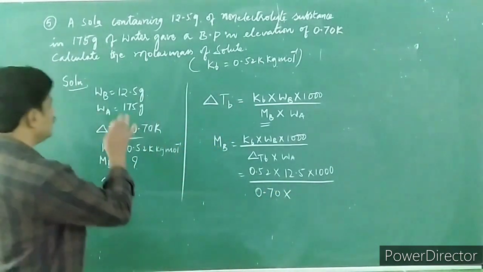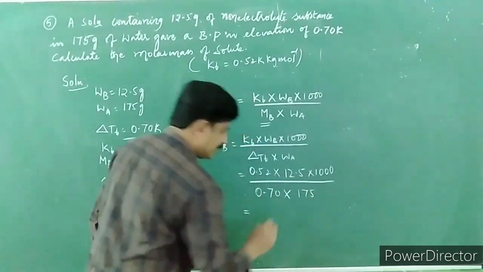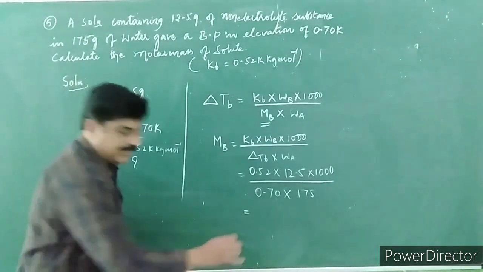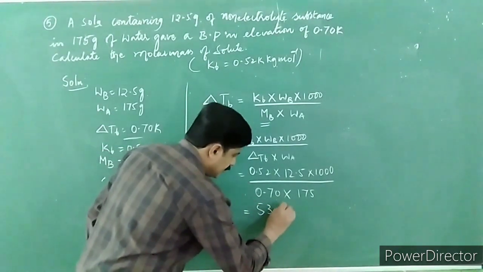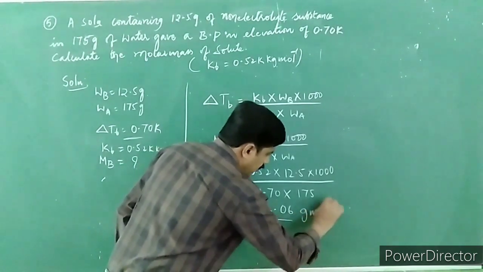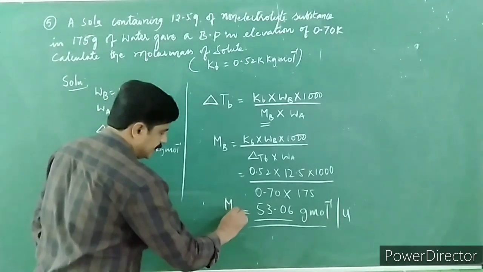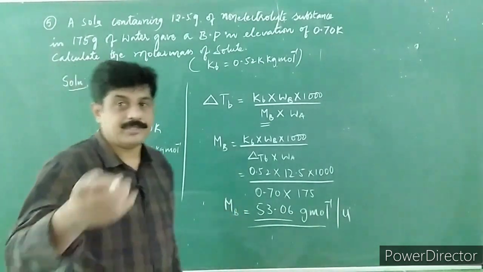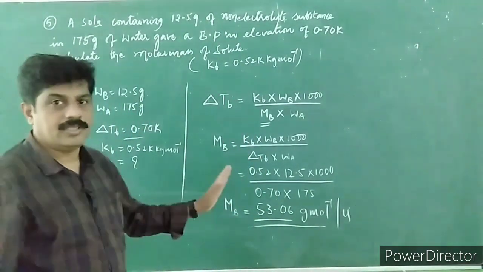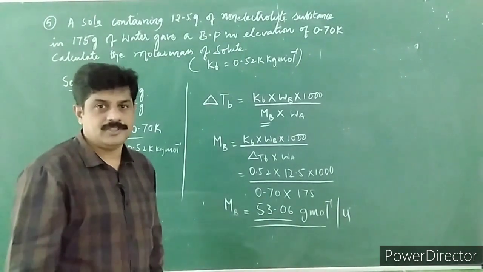0.70 into WA is how much here? WA is equal to 175 grams. Children, if you simplify this, you are going to get 53.06 gram per mole, or you write u, unified mass. So this is what MB. Simple numerical, but you need to understand the numerical and then you need to solve the numerical. Hope you understand that. Let me go for the next numerical.